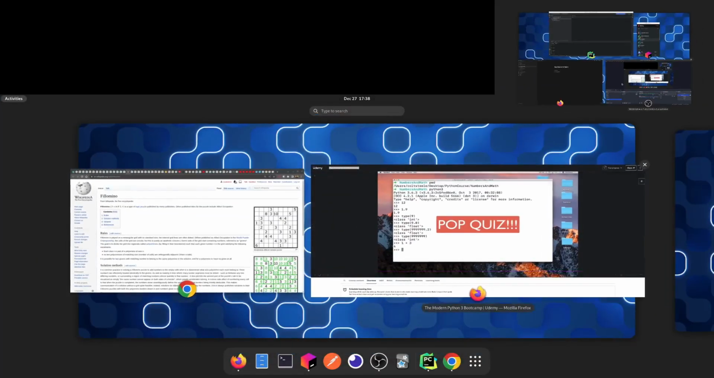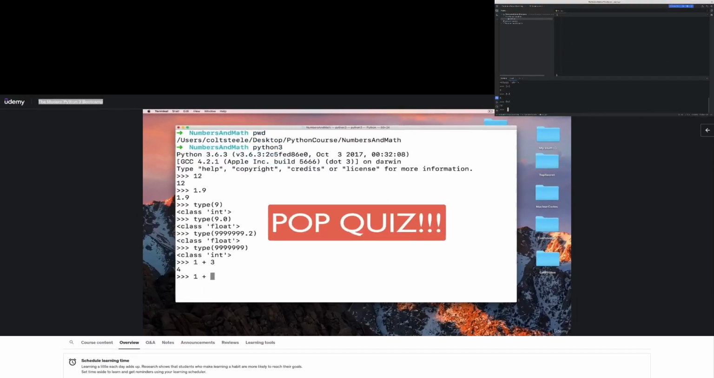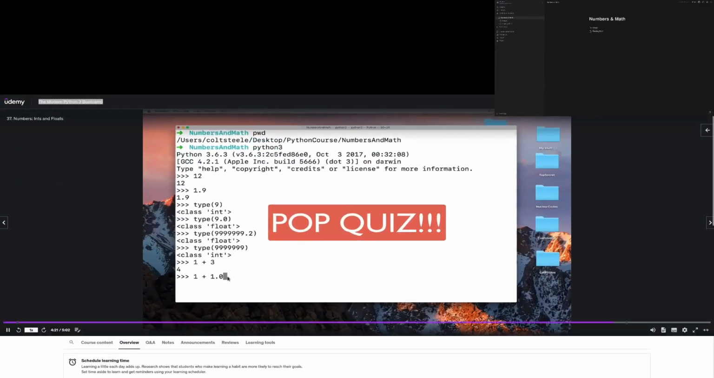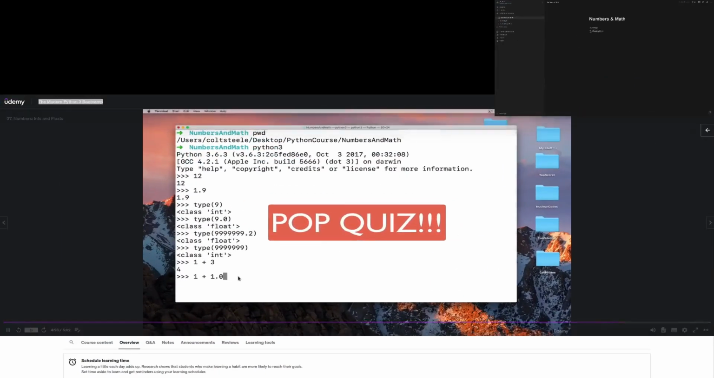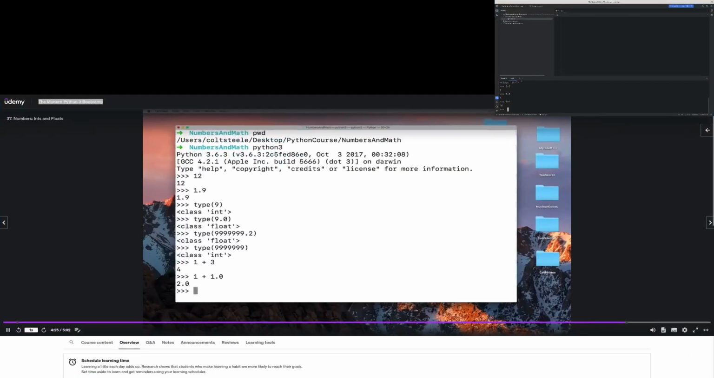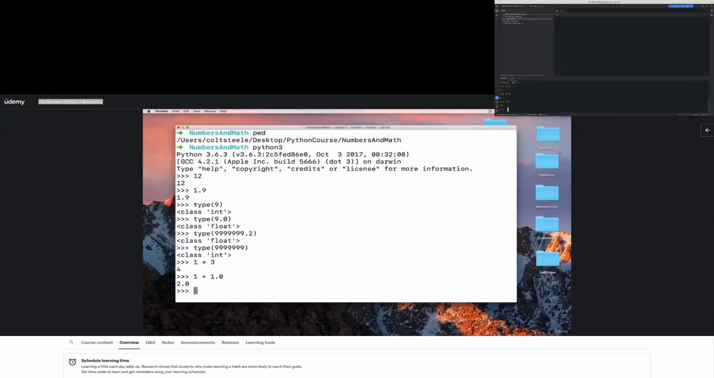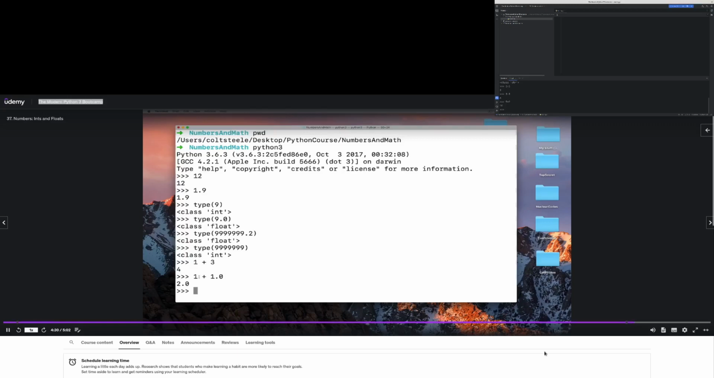Let's say 1 plus 1.0. What's the result going to be? And you can see we get 2.0. So rather than just turning it into an integer, if any part of the expression is a float, the end result will be a float.